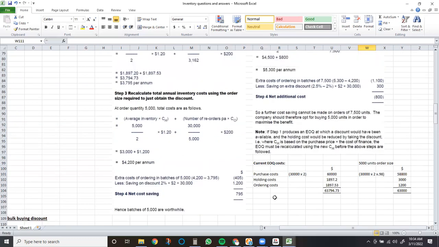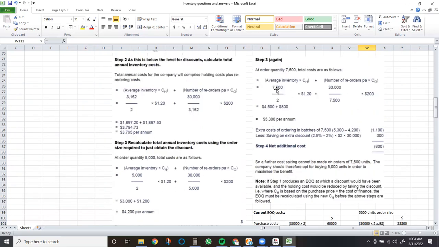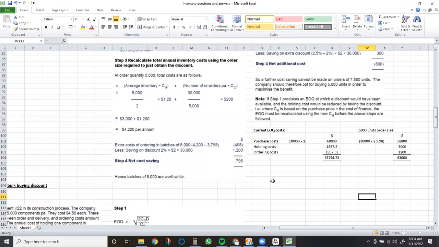So what that means is that the company would be strongly advised to take the discount, as evidenced by the fact that the total cost is less than the current EOQ. And we already said the total cost here is also less than if the 7,500 is used. So you may prefer to do it like this. For each of the options, just compare purchase, holding, and ordering and compare them and do what has to be done, right?